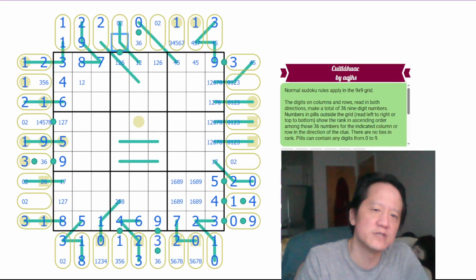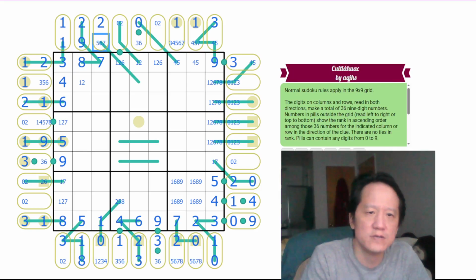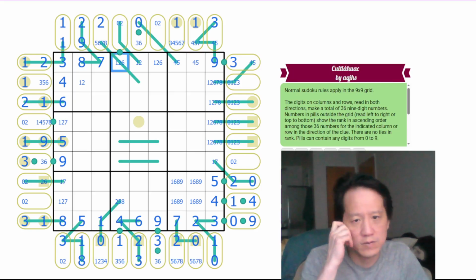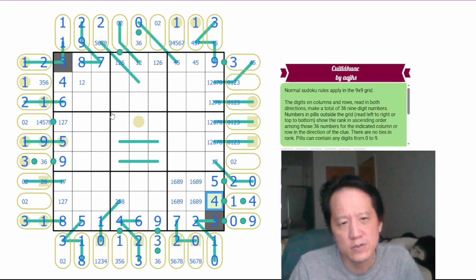These are the same set. So 7 can be 5 through 8, right? Okay, then we have all the 3 set. This is a 4. This is 4. 5.